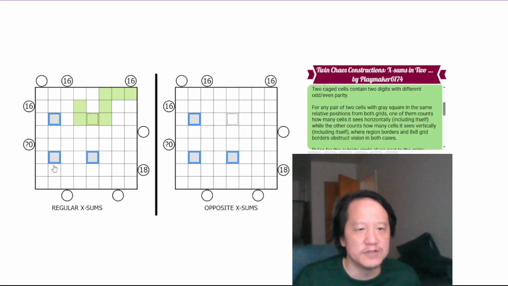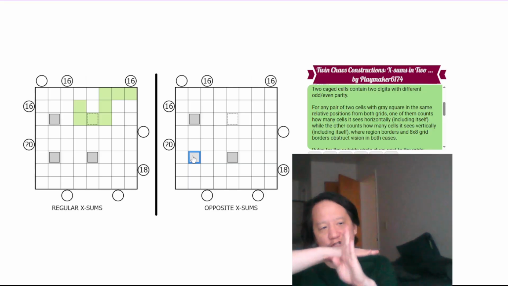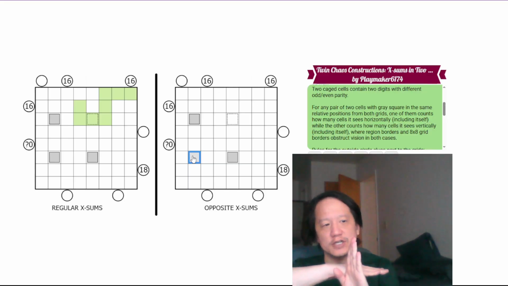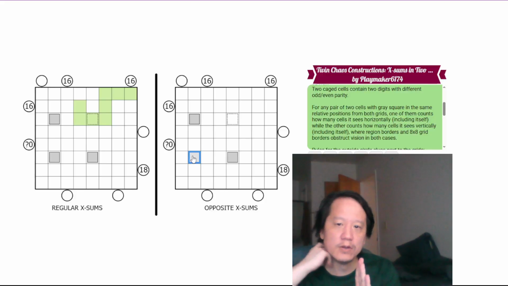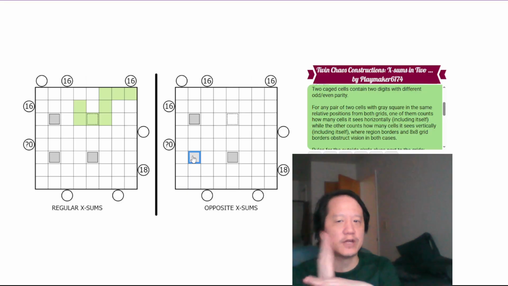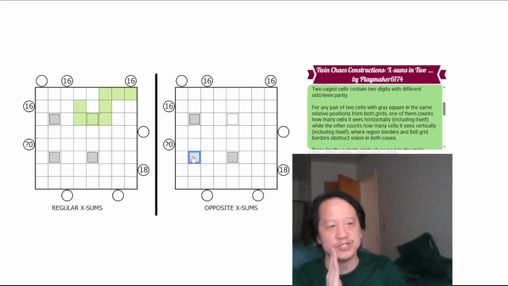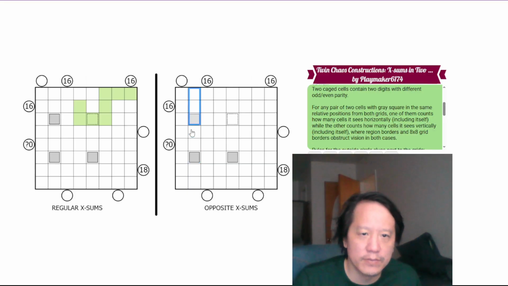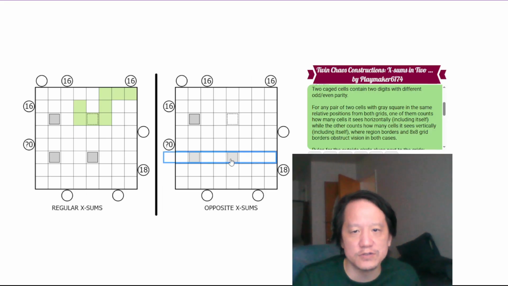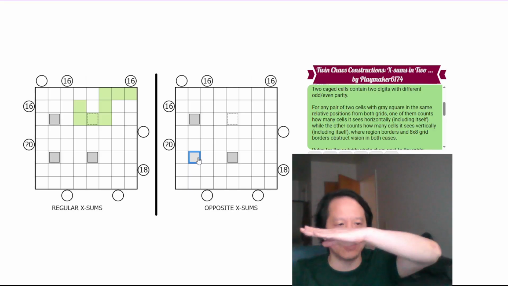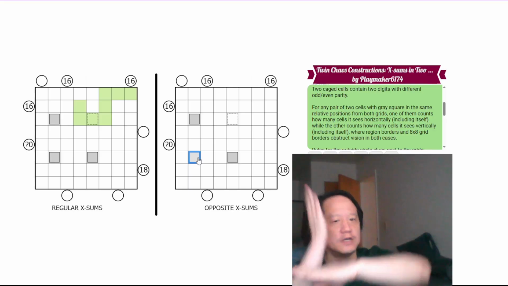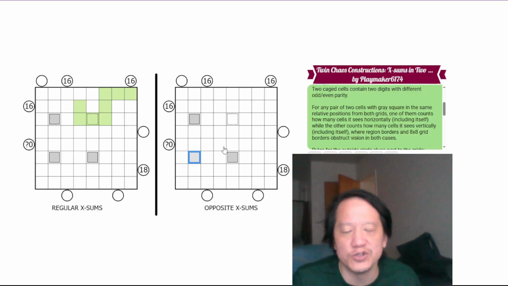So one of these cells in this puzzle must count the number of cells in the same region as it, in the same row, which is horizontally, while the other counts how many cells are in the same region as it, vertically, which must also include that cell itself. So it's basically cells in the same region, horizontally and vertically, for both of these cells. One counts the horizontal that are in the same region. The other counts the vertical that is in the same region. Okay.